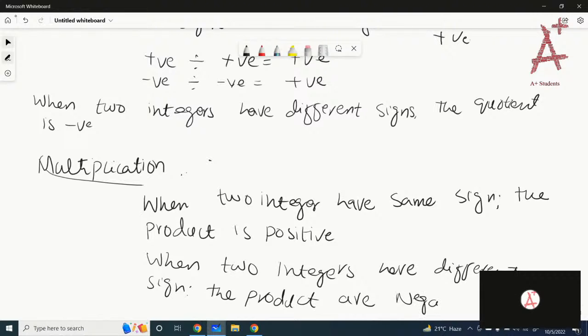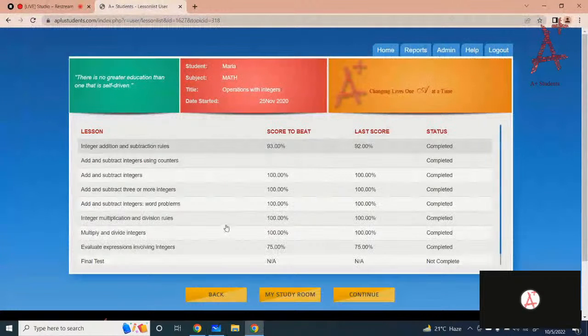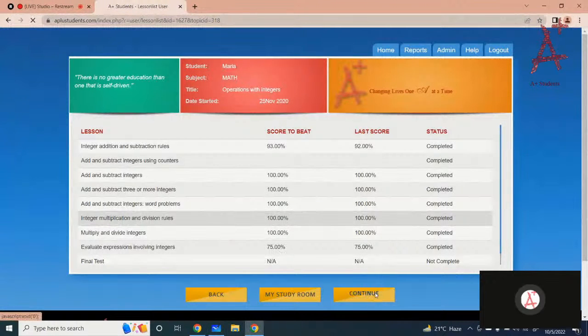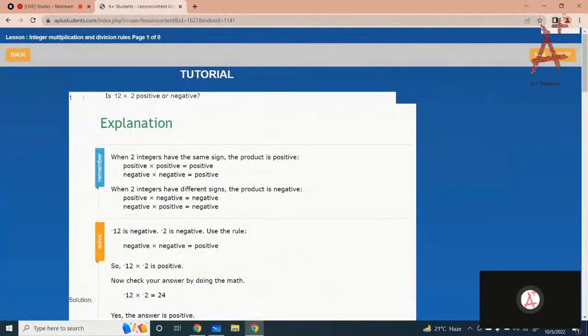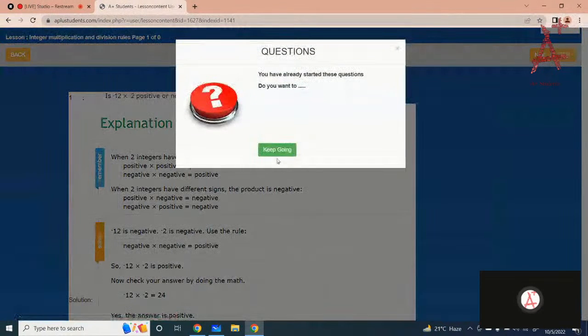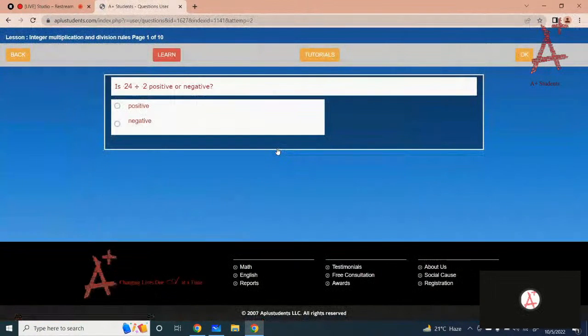Got it? Okay, on the top right corner you have a test button. Let's start with the test. Okay, let me go to the test. Just keep these rules in your mind, apply them and find the answers. Got it?